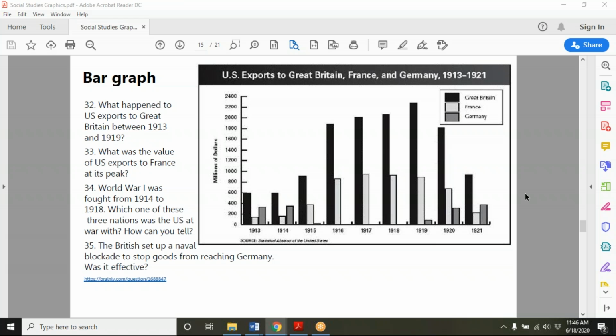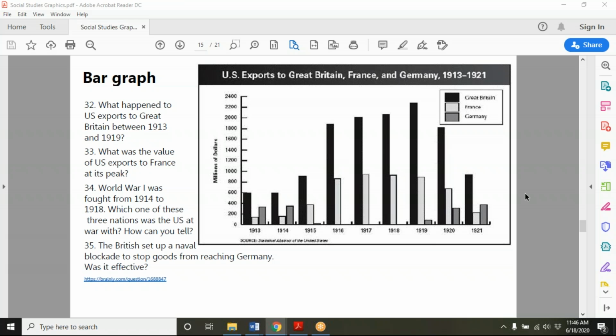Now, number 35 is good because we have to sort of take our thinking a step further. The British set up a naval blockade to stop goods from reaching Germany. Was it effective? And how would we be able to tell that from this? Yeah, probably it was effective because no one could buy anything from Germany.